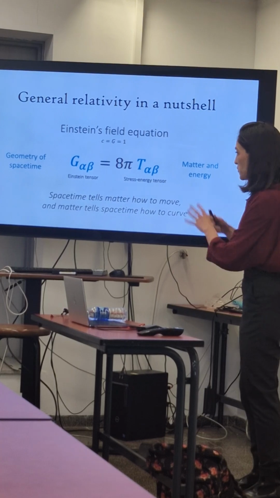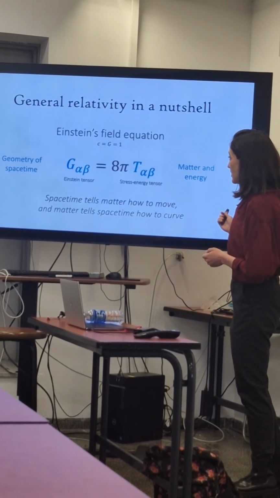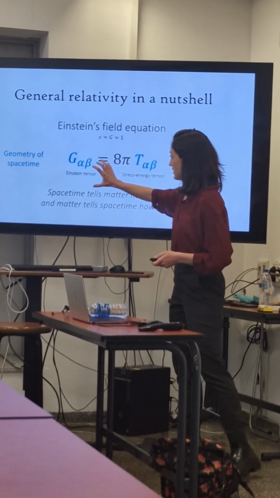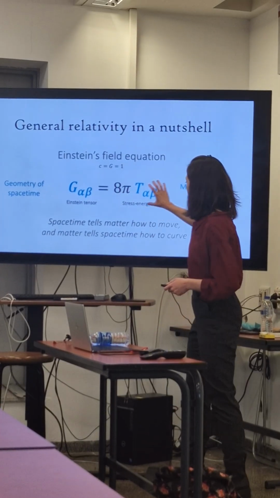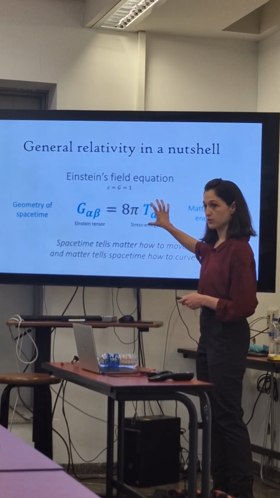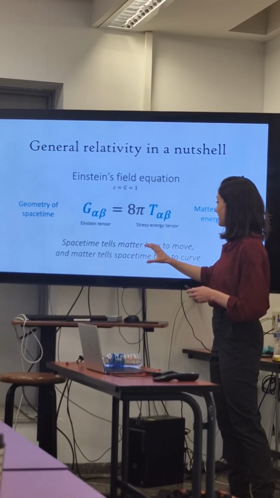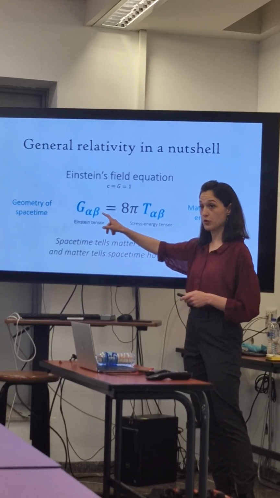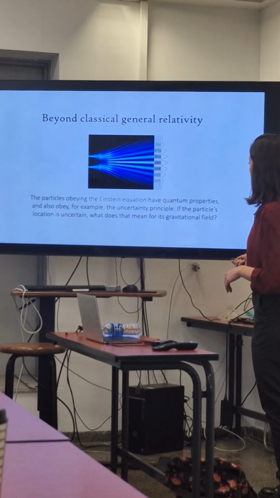Okay, so we start from the beginning, general relativity, we start classical. So in a nutshell, it is embodied in Einstein's field equation, which has the geometry of space-time in the Einstein tensor on the left-hand side, and the matter and energy embodied in the stress-energy tensor on the right-hand side. So generally speaking, we can say that space-time tells matter how to move, and matter tells space-time how to curve. So there is an interdependence between these two components.